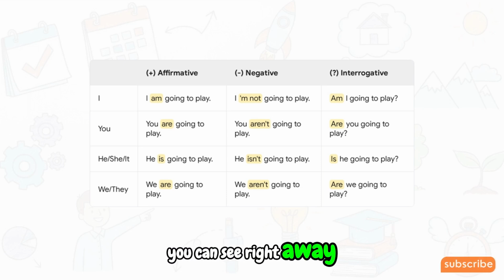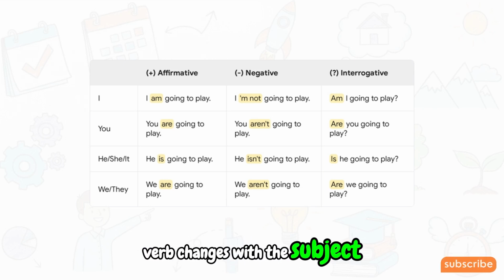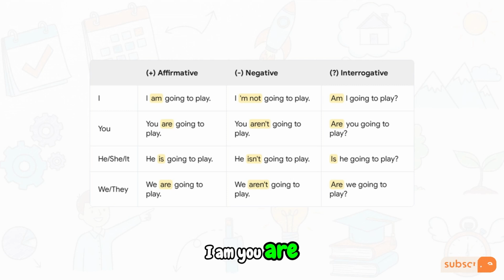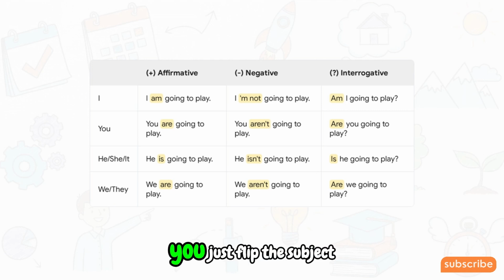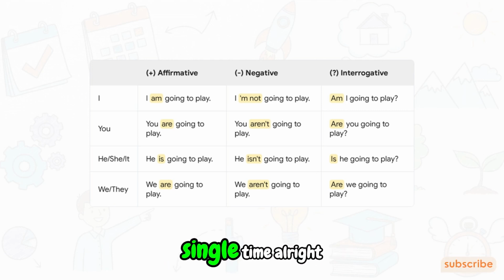Okay, now this chart really lays it all out, doesn't it? You can see right away how that be verb changes with the subject. I am, you are, he is. And look, for the negatives, you just stick not right after the be verb. And for questions, you just flip the subject and the be verb around. It's the same pattern every single time.